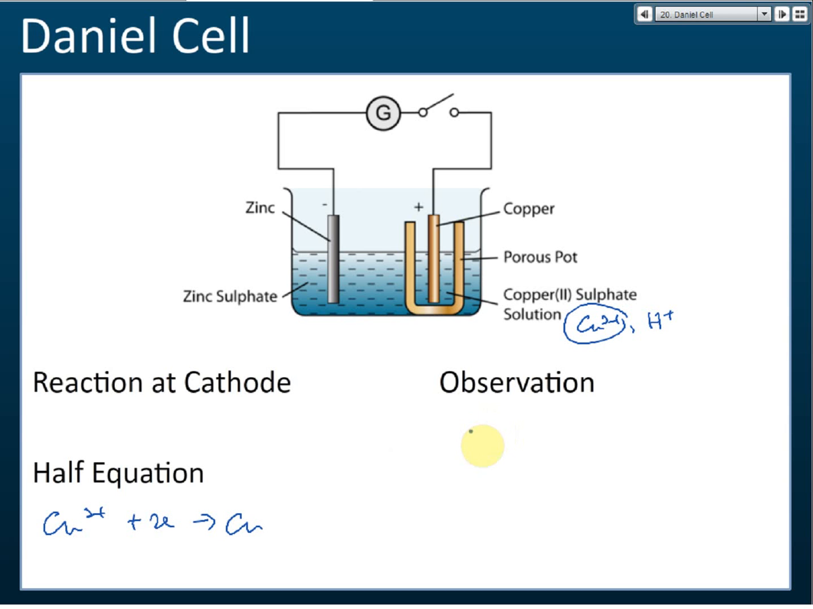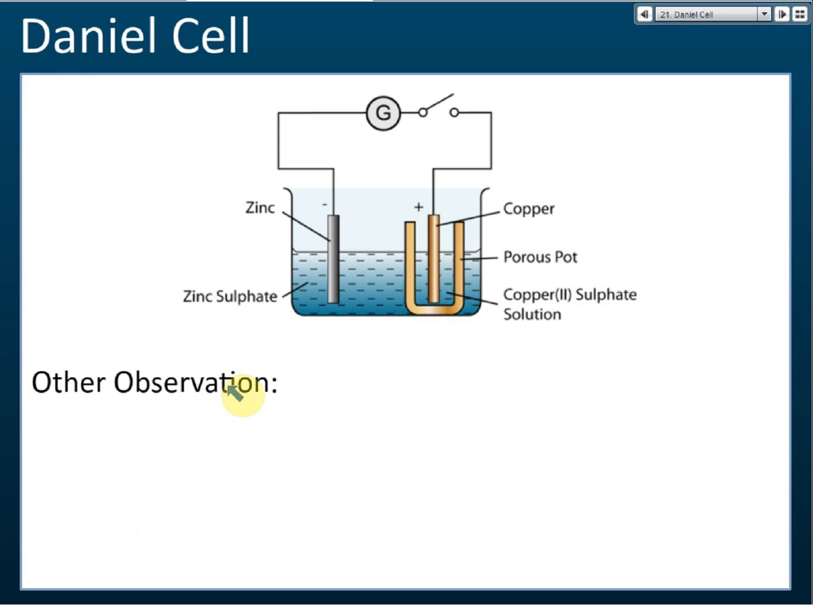So the observation is the copper electrode will become thicker, because the copper ions deposit on this copper electrode. Now, we have other observations. Copper ions are blue in color. These copper ions form copper atoms, and this copper atom is a brown solid. This brown solid deposits on the copper metal to make it become thicker.